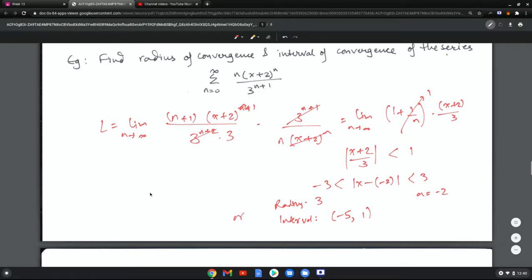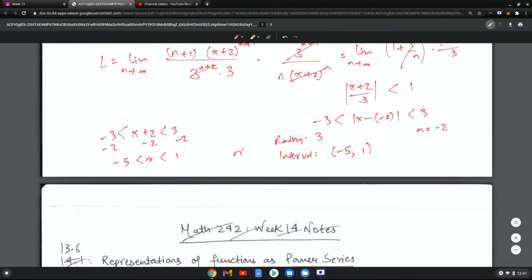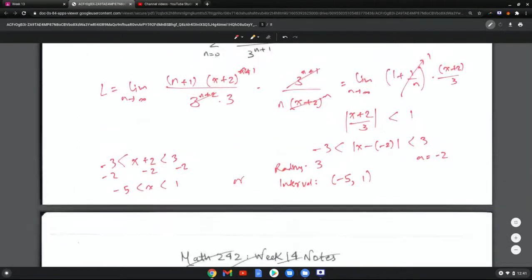Or you can actually just solve this in a regular fashion and get the values of x. So they're both valid ways of doing it. In the next video, we'll learn more about how these power functions or power series can represent certain functions.